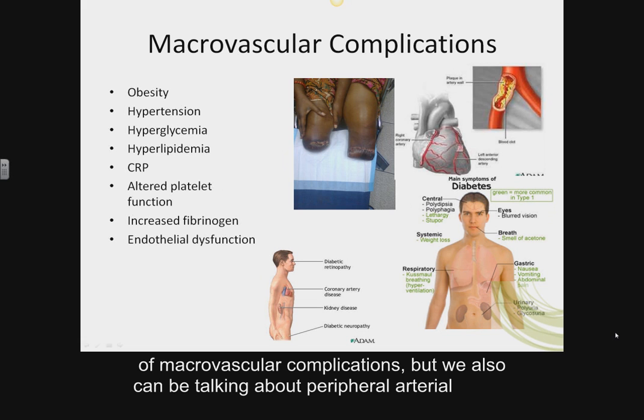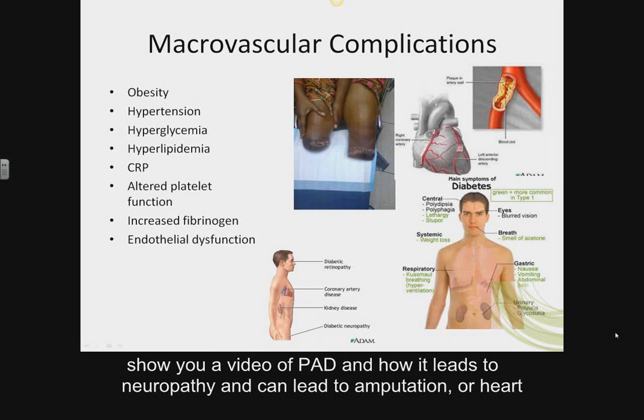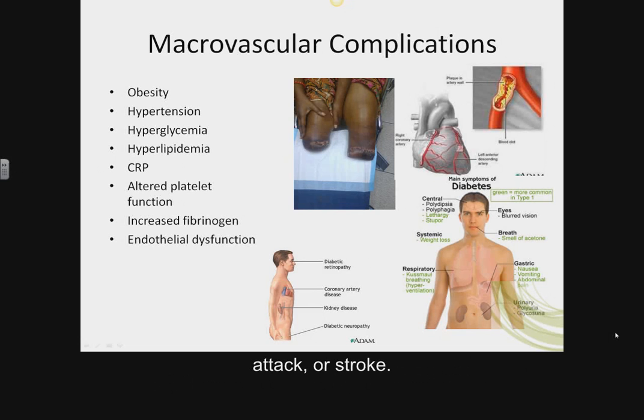But we also can be talking about peripheral arterial disease, and that basically is going to affect the lower extremities. And I show you a video of PAD and how it leads to neuropathy and can lead to amputation or heart attack or stroke.